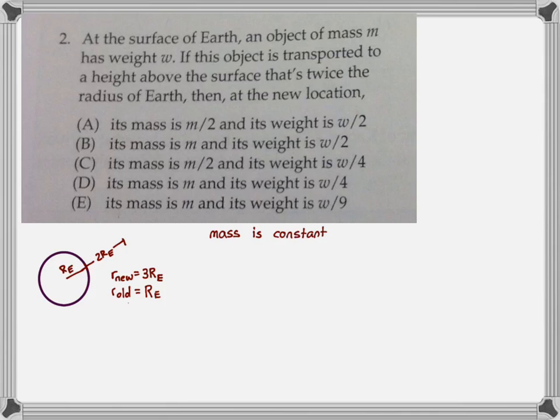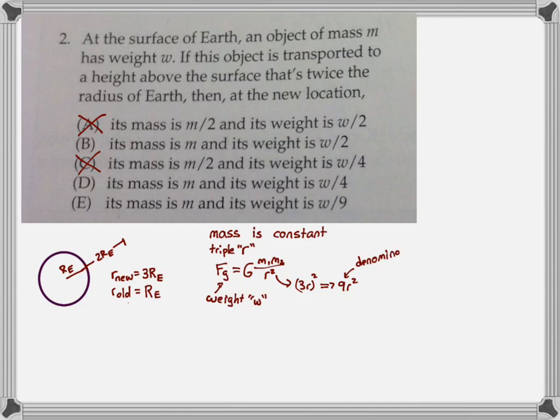So first of all, mass is constant, so you can eliminate anything that says your mass would change, because your mass wouldn't change no matter how far away you are from the Earth. And then you have to look at what happens when you triple your r. What happens to your weight or your force of gravity? Well, looking at the force of gravity equation, if you triple the radius, and the radius is going to get squared, then your new radius is really 9r squared. Remember, that 9 is associated with the denominator, so your force of gravity or weight is going to be 1/9 of what it was when you were on the surface of the Earth, meaning E is your best answer.